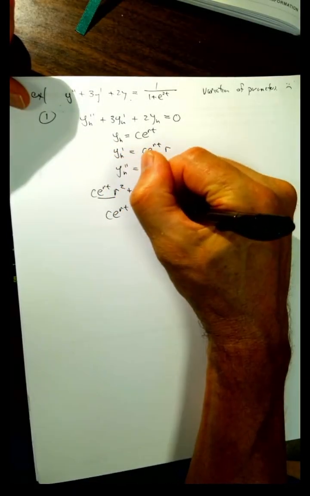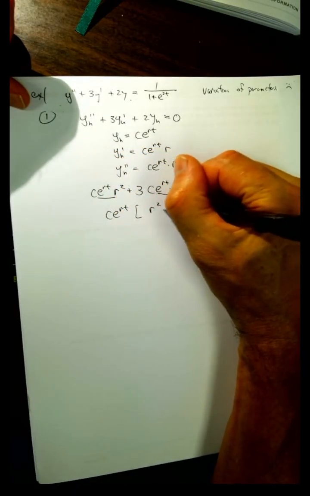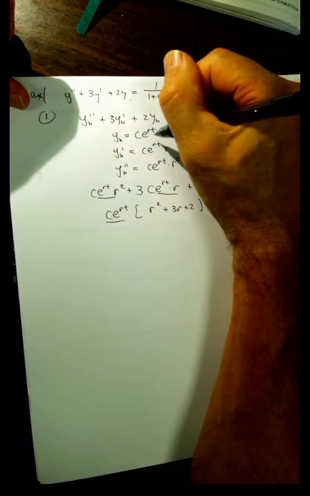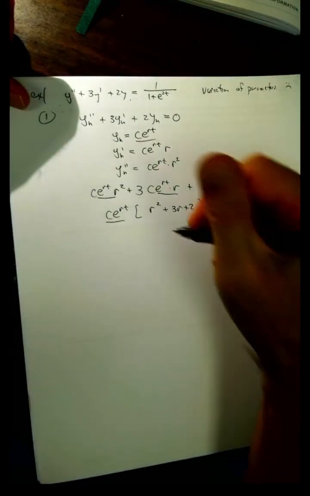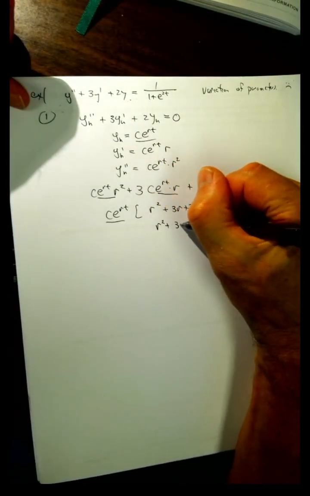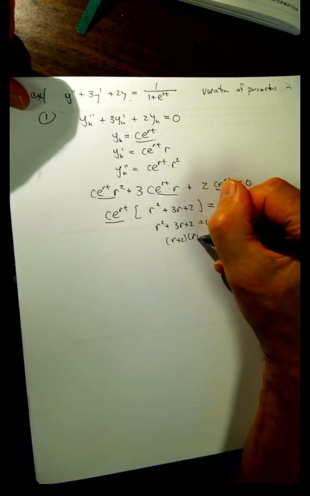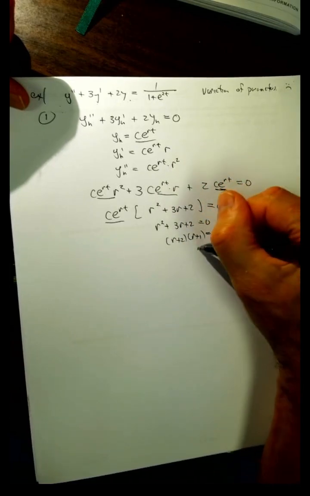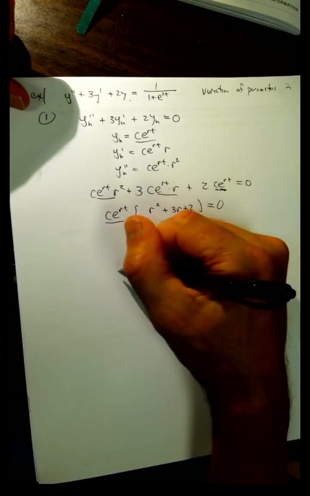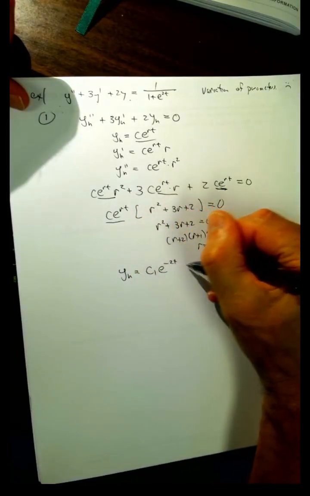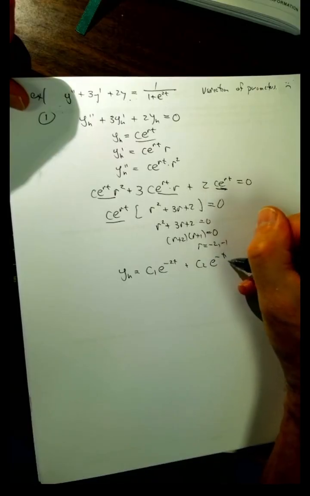E to the rt, e to the rt, c e to the rt. So I can factor out c e to the rt. Left with r squared plus 3r plus 2. I don't want that to be 0 because that means my homogeneous solution is 0. So I get r squared plus 3r plus 2 is 0. I can factor that. So r is minus 2 and minus 1. So my homogeneous solution is c1 e to the minus 2t plus c2 e to the minus t.